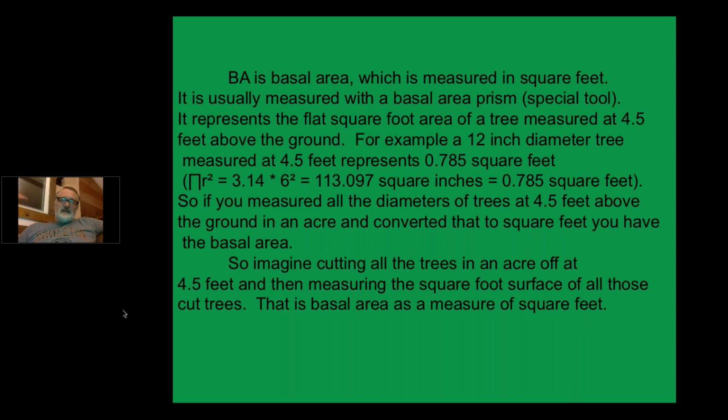Now it's the basal area, or basal area, whether you like pesto or not. It's the flat square footage, the area of a tree at 4.5 feet above the ground. So if you cut it off at 4.5 feet above the ground, and you measured the surface area of that, then add up all the trees' surface area across that acre, you'll get a number that's the basal area.